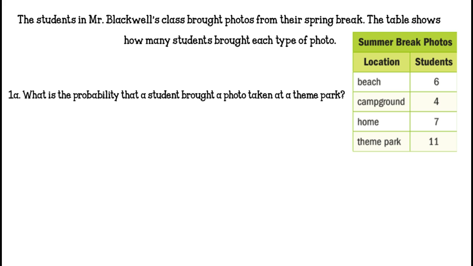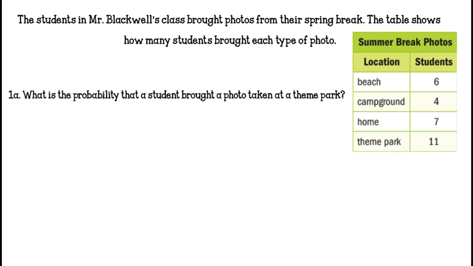The students in Mr. Blackwell's class brought photos from their spring break. The table shows how many students brought each type of photo. So if you look at the table, we need to figure out how many students there are total. There's 6 that went to the beach, 4 to campgrounds, so that's 10 total, plus 7 at home, so 10 plus 7 is 17, plus 11 is 28 students total.